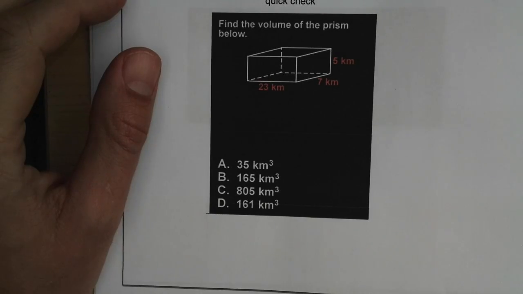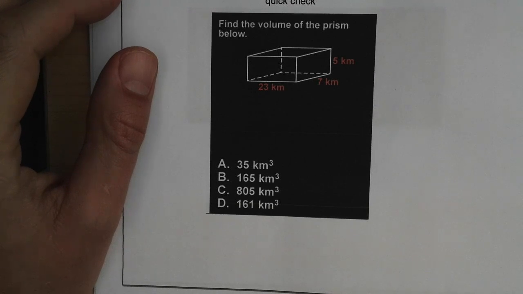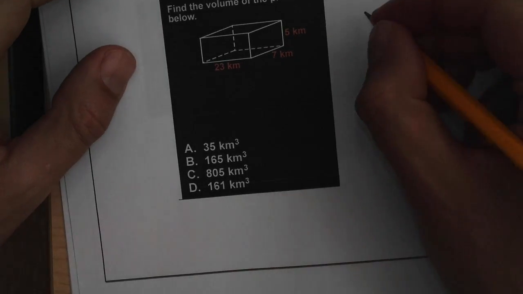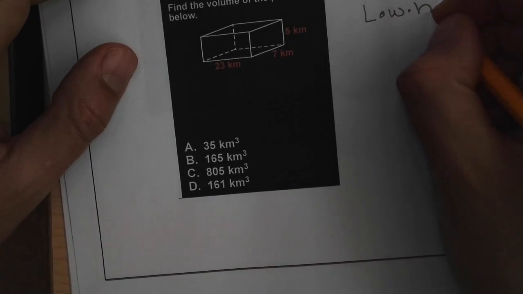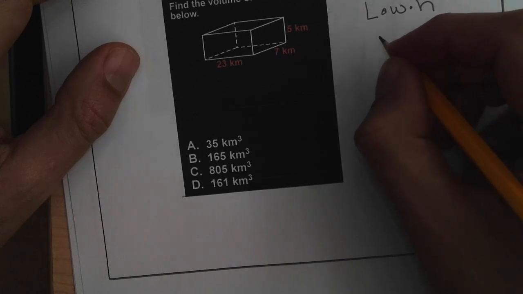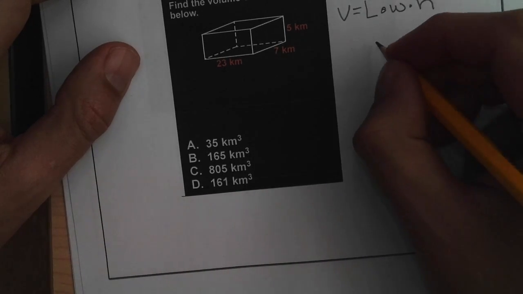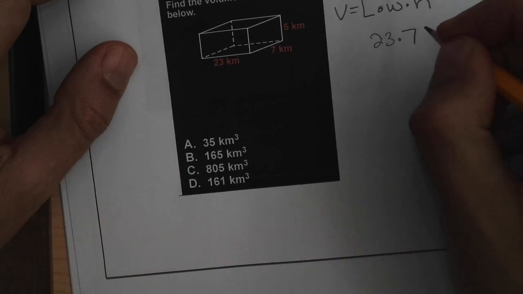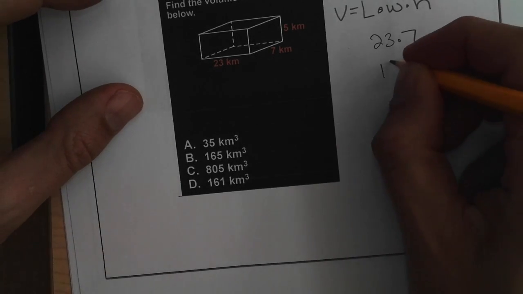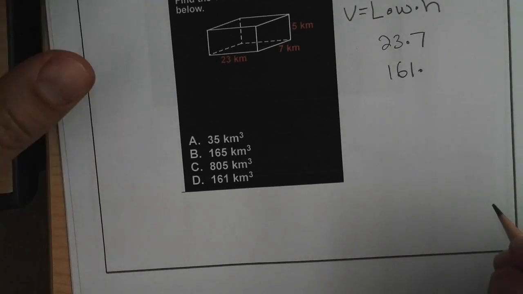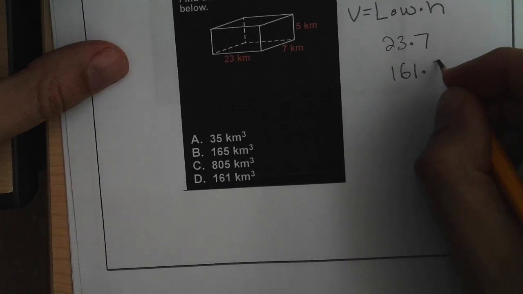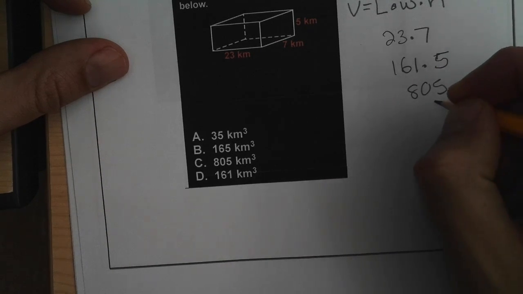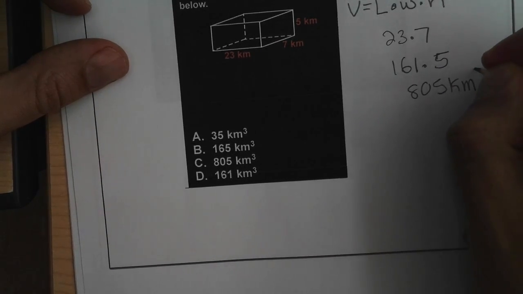So here we're asked to find the volume of the prism below. So to find the volume of this rectangular prism here, we need to remember the formula, length times width times height. So we'll start off by multiplying the edges, 23 and 7. So we'll get 161. Next we'll multiply the height, which is 5. 161 times 5 is 805. We'll make sure to include the km cubed.